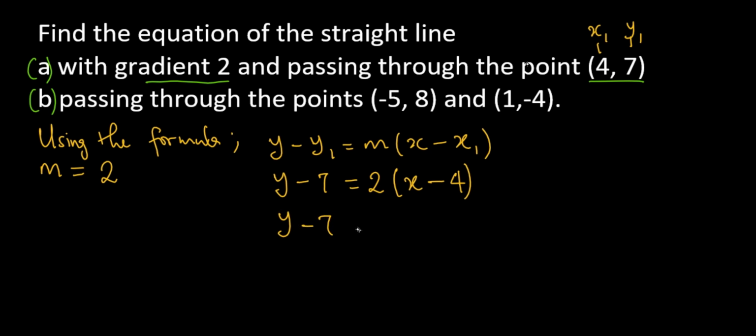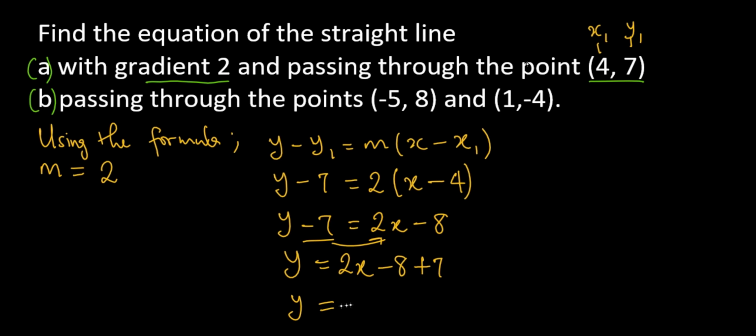So we have y minus 7 is equal to 2x minus 8. We make y the subject, so y will be equal to 2x minus 8 plus 7, where we take the plus 7 to the other side. So we have y is equal to 2x minus 1. And this gives us the first part.